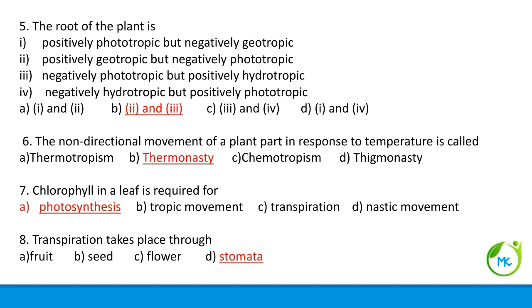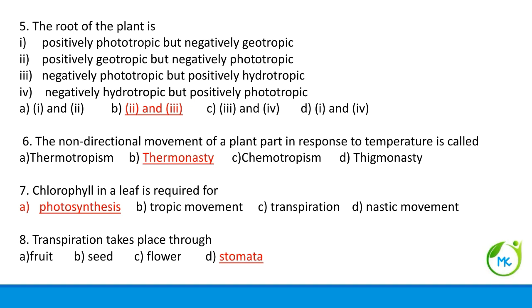The fifth one, the root of the plant. So the root of the plant grows towards two kind of stimuli. One is gravity, the other one is water. So in both the cases, they are towards the stimulus, that is, it is positive. So towards the gravity is positively geotropic and towards the water is positively hydrotropic. So from the given option 2 and 3 are correct.